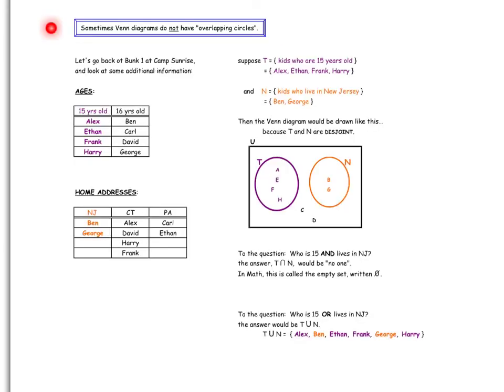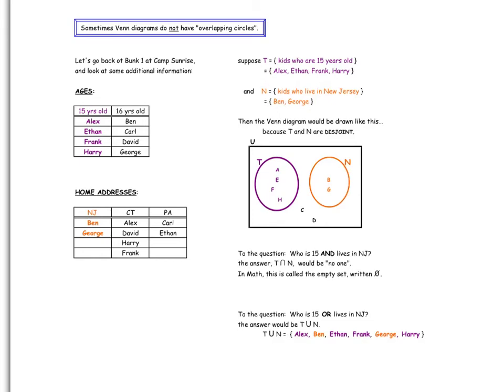I don't want you to think that Venn diagrams always have these 2 little circle rings, one crossing over another. So I made an example for Sunrise Day Camp, which included circles that don't overlap one another. I made a list of campers by their age, with 15-year-olds and 16-year-olds. I also made a list of campers by their home addresses, whether they were from New Jersey, Connecticut, or Pennsylvania.